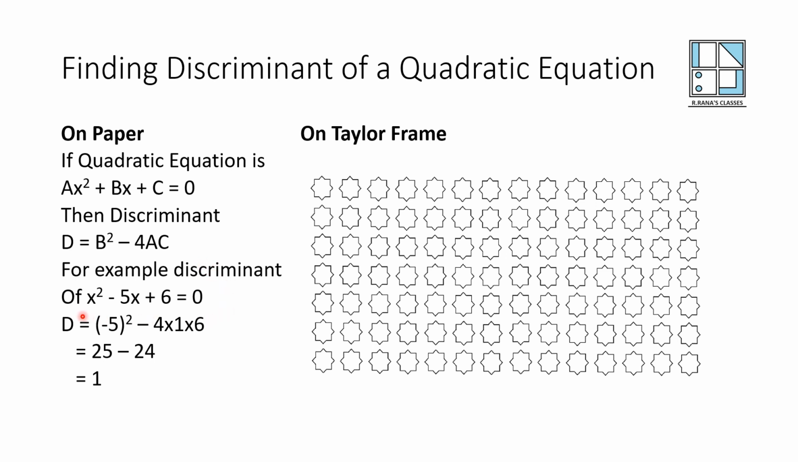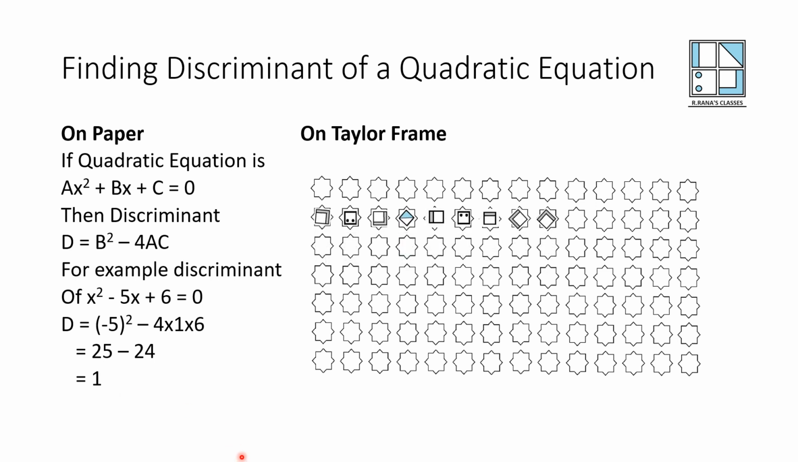For example, the discriminant of x square minus 5x plus 6 is equal to 0 can be found as D is minus 5 squared because b is minus 5. So it is minus 5 squared, b square, minus 4 times a, which is 1, the coefficient of x square is 1, and c is 6. Thus we get 25 minus 24, or D is equal to 1. That is, the value of the discriminant of x squared minus 5x plus 6 is equal to 0 is 1.